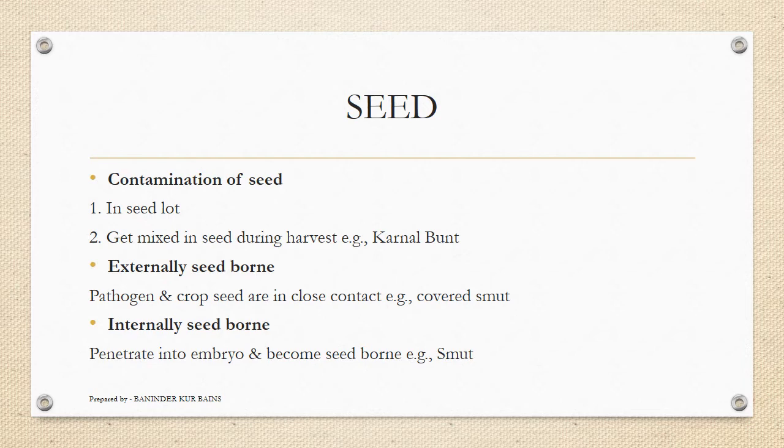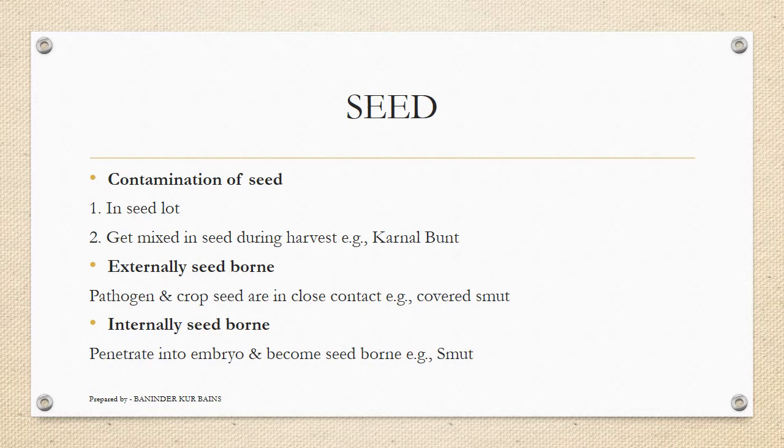Then the diseases which are transmitted by seed can be of two types: externally seed borne or internally seed borne. Externally means they are present on the seed coat or the outer area of the seed, and internally are present inside the seed.